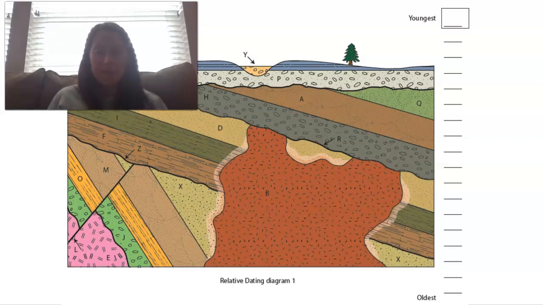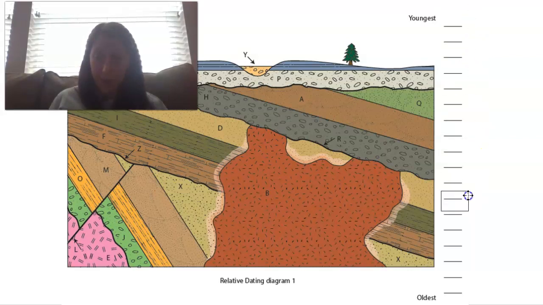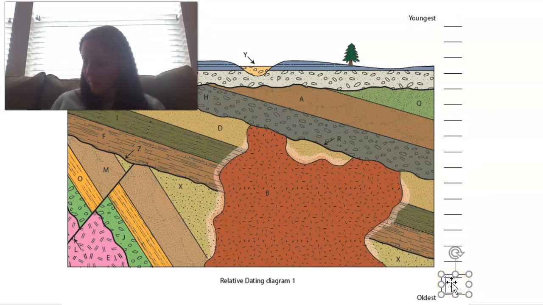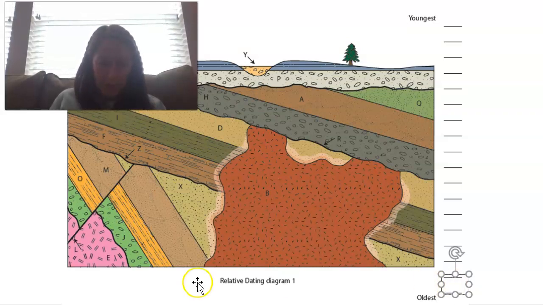So, okay, let's see. Andrew did point out that it was easier to do this from oldest to youngest, so I'll try to do that through this medium. We'll see. Okay, so what do you think is the oldest unit? So let's see. So hopefully you're thinking E. In this case, L is representing the fault. So E should be the oldest unit that we have.